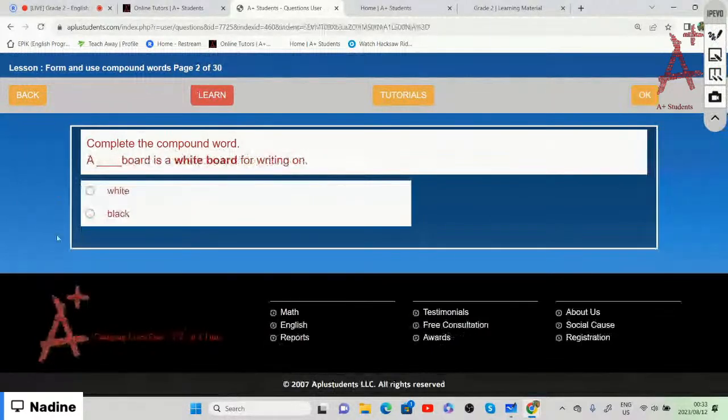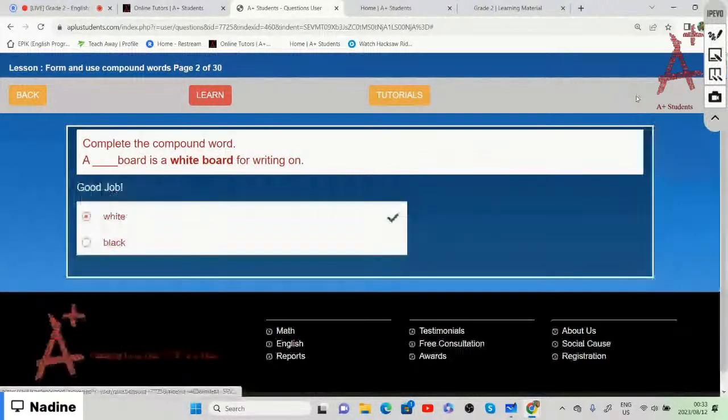A whiteboard is a whiteboard for writing on, or a blackboard is a whiteboard for writing on? So we need to choose between either whiteboard or blackboard. All right, so we will say a whiteboard because a whiteboard is for writing on. So a whiteboard.